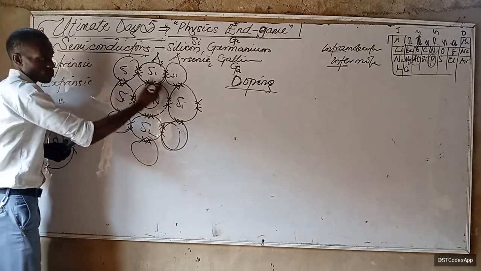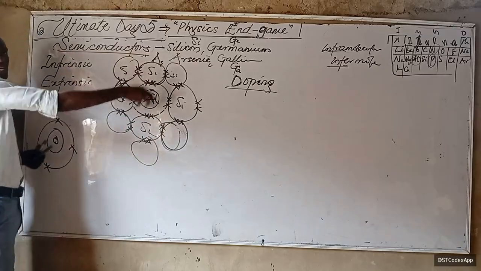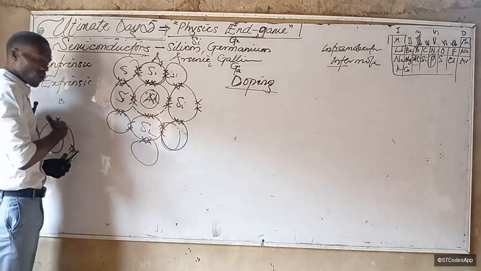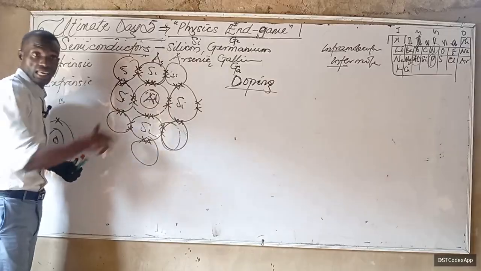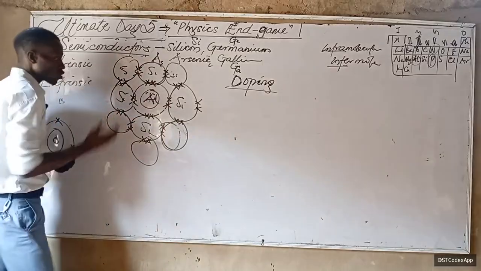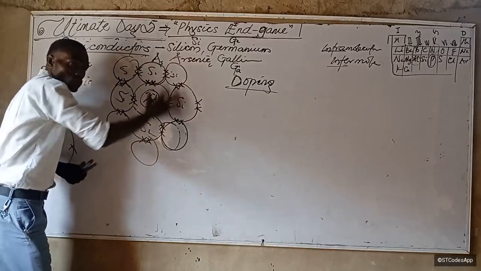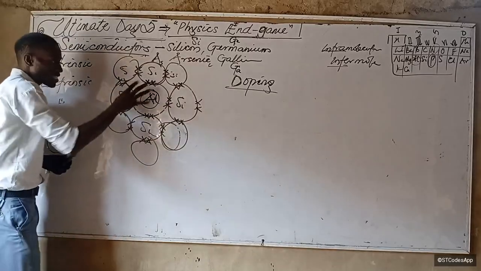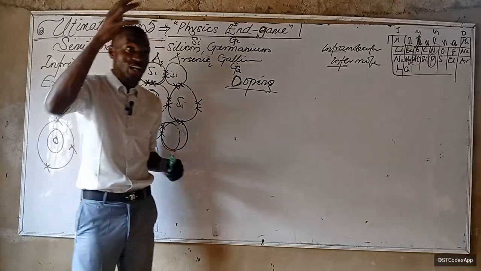How many electrons must be around this thing? I just said octet structure, 8 electrons, isn't it? So those 8 electrons must be what you have around each atom. But the silicon has only 4 valence electrons.